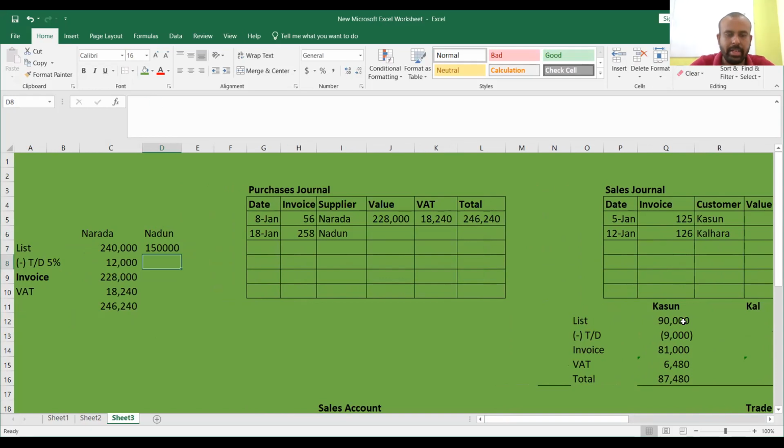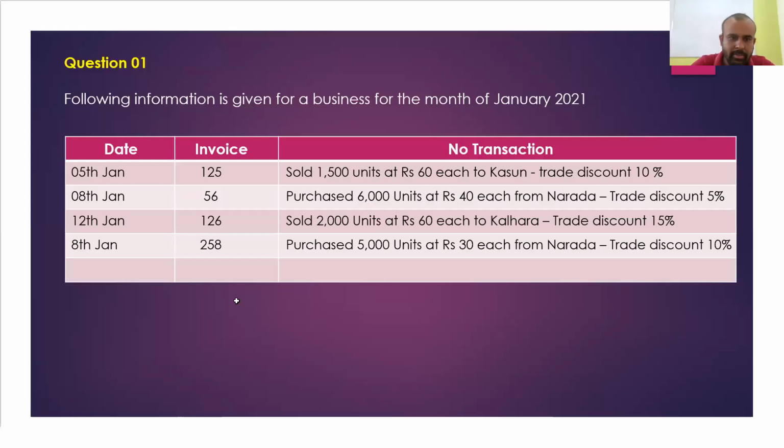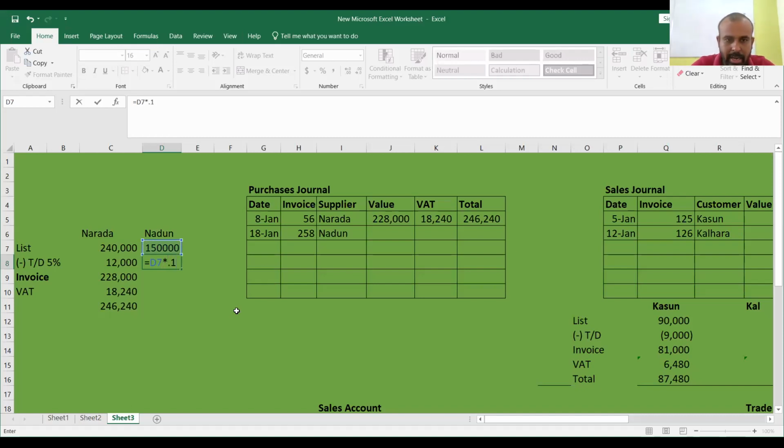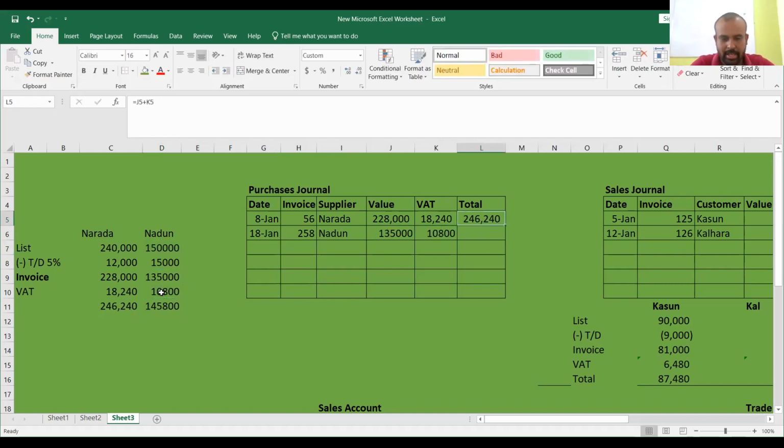Right? It's 150,000. Next, we are giving them a trade discount of how much? 10%, which is 15,000. So the invoice price is 135,000. On that you are charging 8% VAT, which is 10,800, so 135,000 plus this is 145,800. The value will be 135,000 and the value added tax will be 10,800. Then the total will be this.